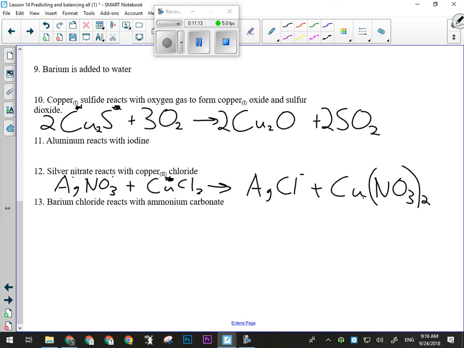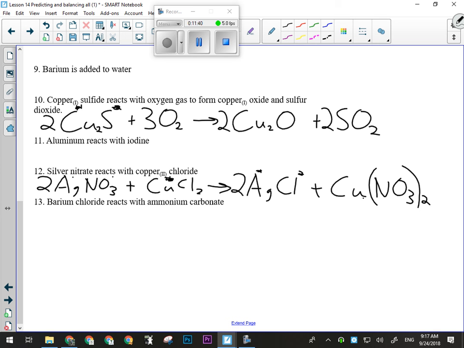Okay, this is a -1, that's a +1, so that one's okay, swapped and dropped the way it is. Once I've checked my swaps and drops, now I balance the whole reaction. So I can start with chlorine if I want. There's 2 on this side, but only 1 over here. So I'm going to put a 2 there. That gives me 2 silvers. I put a 2 there. That balances my silvers and my nitrates. And there's 1 copper on both sides. So now we're good.